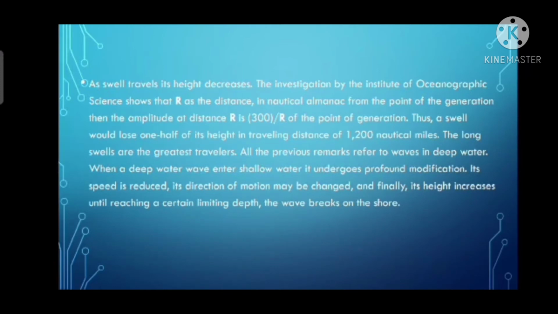The long swell are the greatest travelers. All the previous remarks refer to waves in deep water. Yung swells daw po, isa sila sa mga nagtatagal.